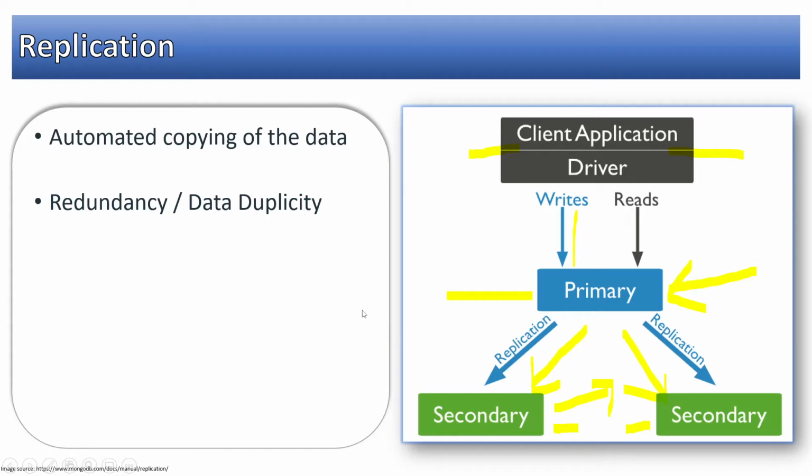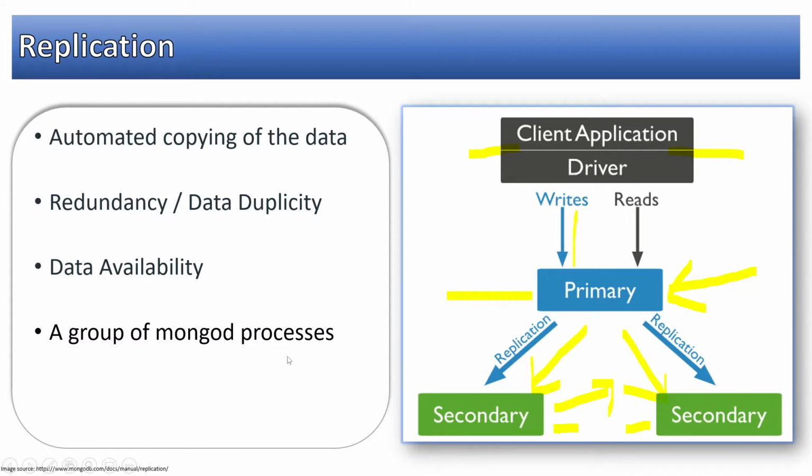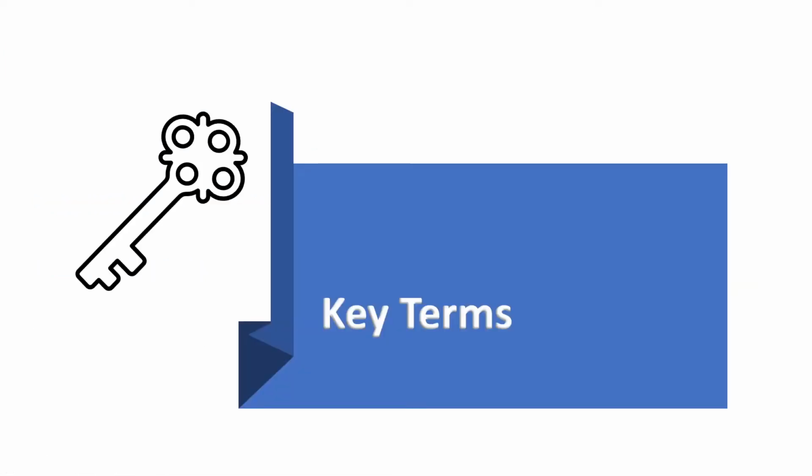Now, can you imagine what will be the benefit of this redundancy? Before I move to the next points, data availability will be the biggest benefit. We will not lose any data in case we have multiple copies of the same data. A group of MongoDB processes: one MongoDB process is running on the primary, and other MongoDB processes are running on the secondaries as well. How is read capacity increased? Because we can configure this cluster or client to read from the primary as well as the secondaries in parallel for different use cases. Now let us move towards key terms.